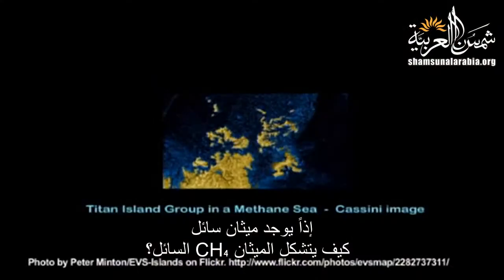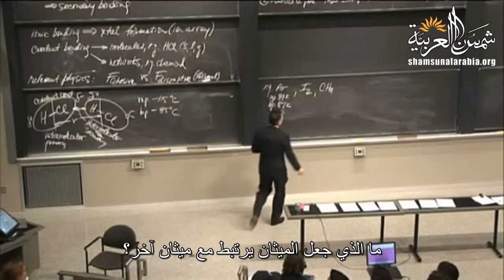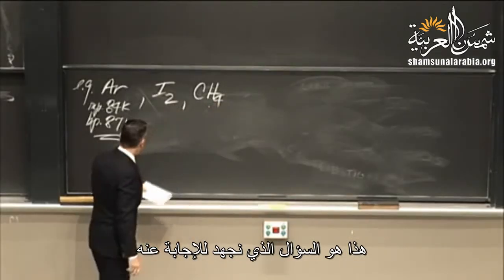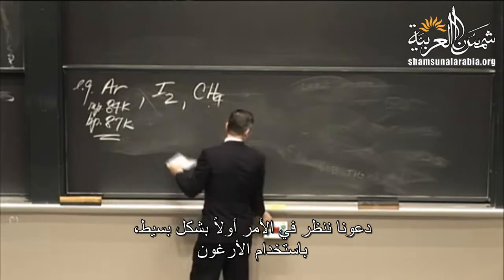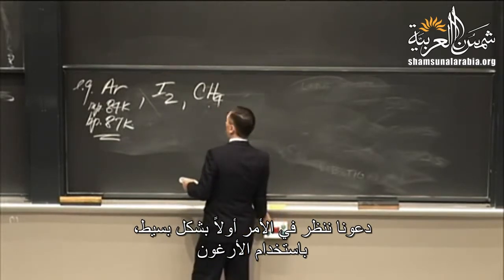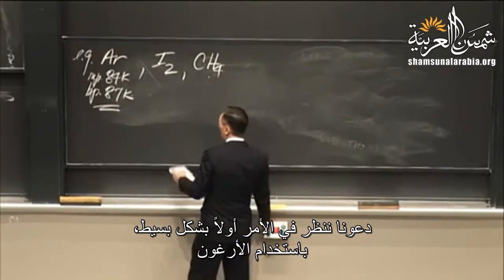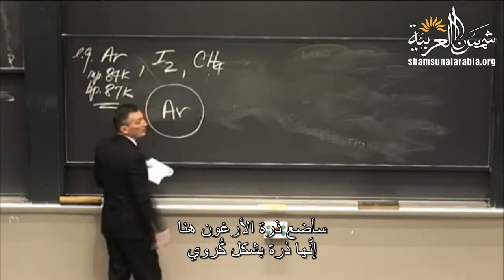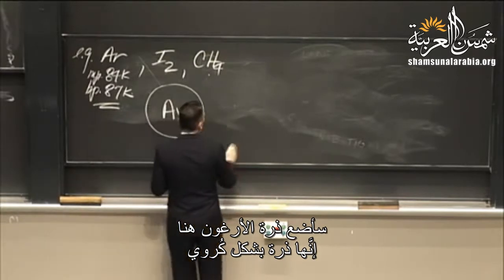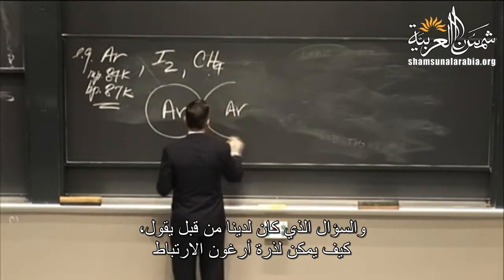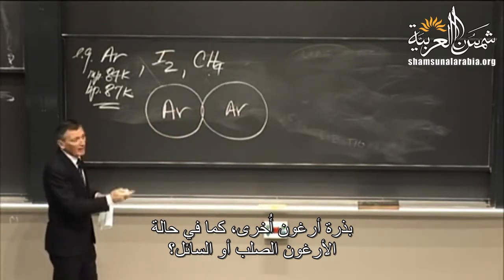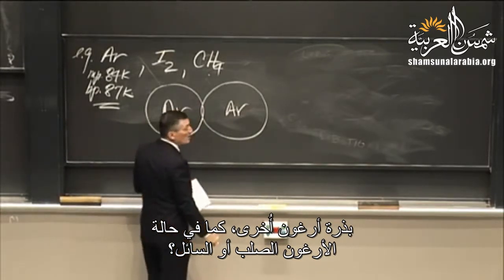There's liquid methane. How does liquid methane form? What causes one methane to bond to another methane? That's the question that we're wrestling with. So let's look at it first in a simpler context. I'll look at it with argon. So I'll put argon here. It's a spherical atom, and the question we have before us is how does one argon bond to another argon, as has to be the case in the solid or liquid argon.